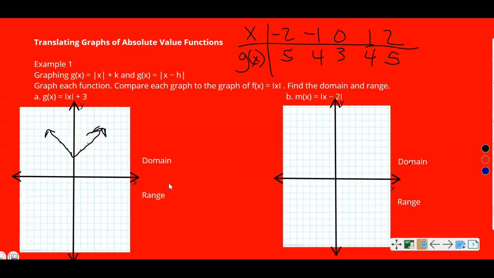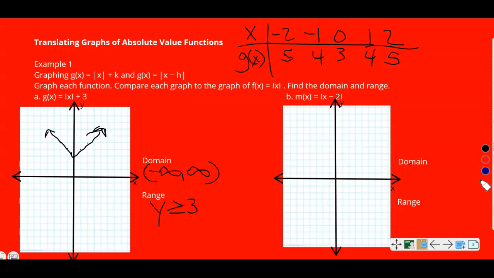All right, your domain is all real numbers. We can write that as negative infinity to infinity. Our range is our y values. Our y values go up and down. You can see that it starts at 3 and it's everything above 3. So we can write that as y greater than or equal to 3.